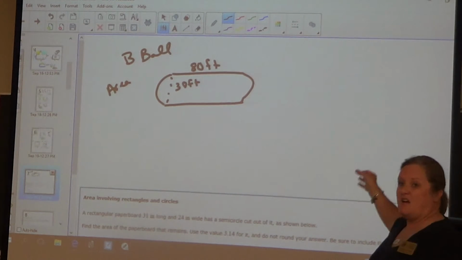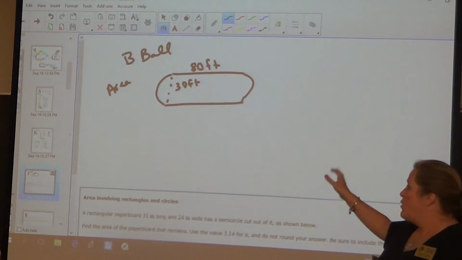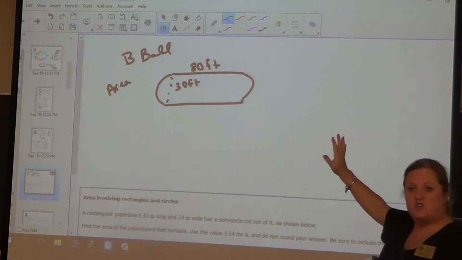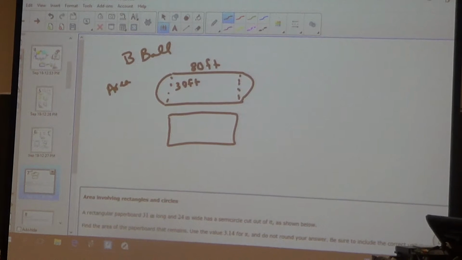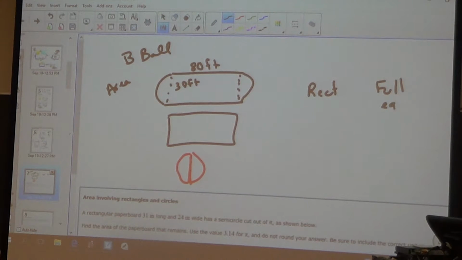Well, in order to do area, I have to know the shapes. What shapes do you see when you run up and down the court? Circles, rectangles. Do you see the rectangle there, which is the actual court? Now, if I take that piece and this piece, and I pull them down and put them together, do you see that's like an Easter egg, like one of those that you put candy in the middle of? So, I have a rectangle and I have a full egg.